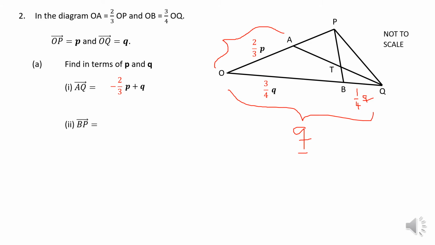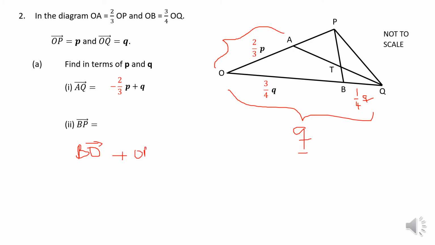Now they are asking us to find BP. That is obviously the distance from B all the way up there. So what you can see is that from B to P, you can say it's BO plus OP.